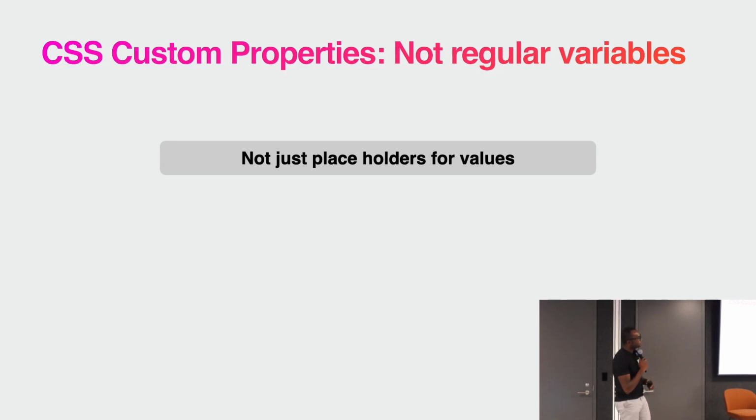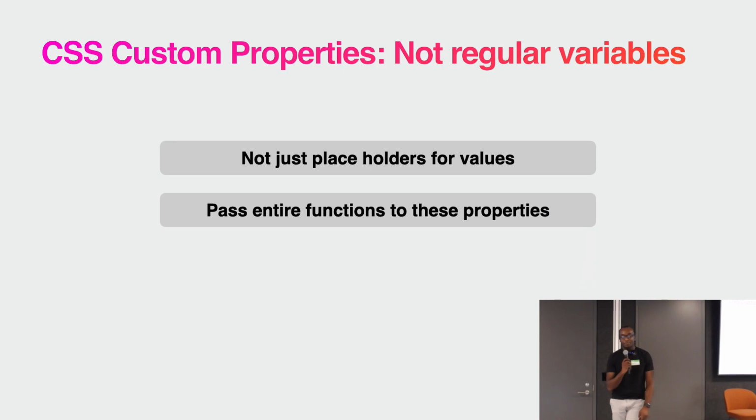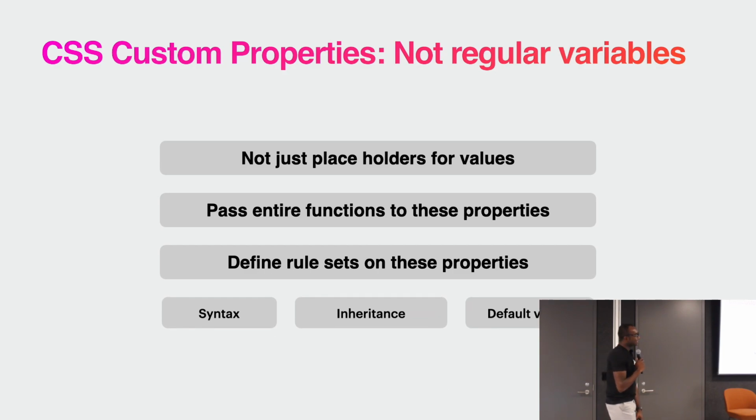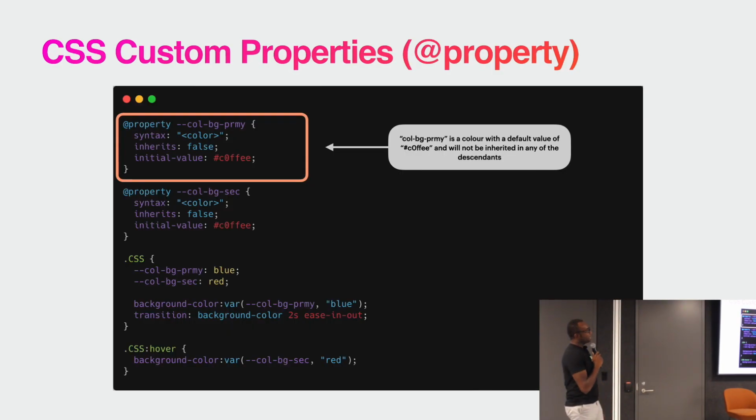We'll talk about that in a few slides, but with custom properties, they're not just placeholder values. We can pass entire functions directly into these properties. We can define rule sets on these properties. Things like the syntax, whether it inherits, or does it even have a default value itself. So in order to do that, we can define what's known as the @property rule. The @property rule is what lets us define the syntax, whether it inherits, and the initial value.